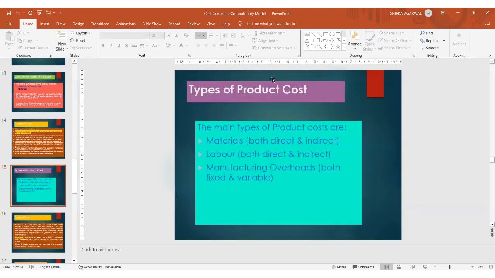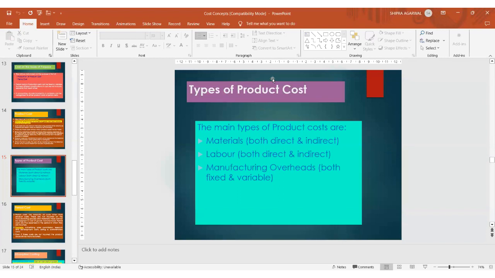Now, after product cost, the question arises, what all is included in your product cost? All kinds of material, whether direct or indirect, all kinds of labor, whether direct or indirect, and all the manufacturing overheads, both fixed and variable, will be treated as product cost.